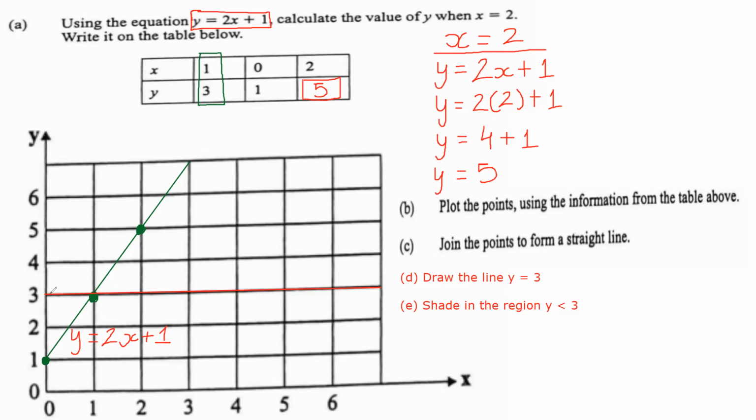Left and right. Left and right. And so we're going to label this line y is equal to? Y is equal to 3. 3.